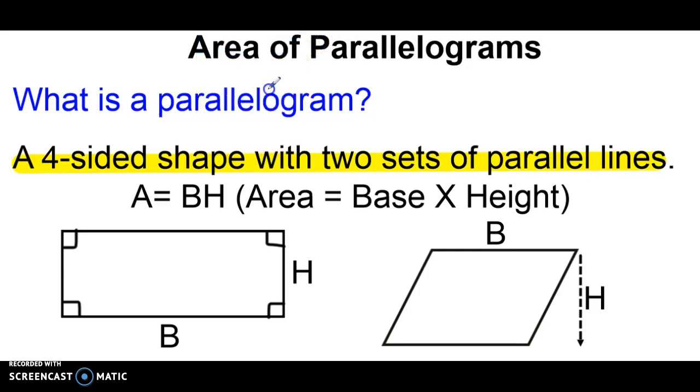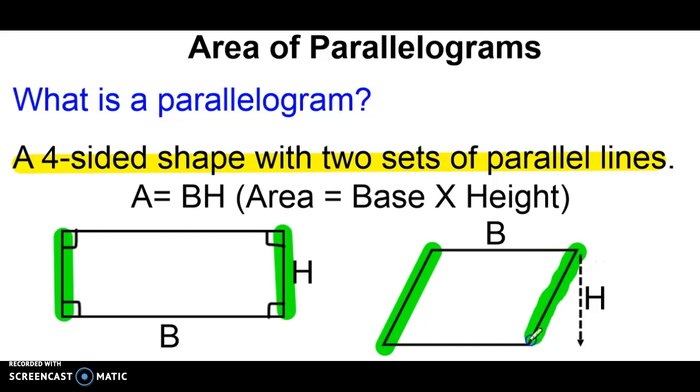Okay, so again, parallel lines are just simply lines running in the same direction. So I see that these two lines are both running vertically in the same direction, and then the other two lines are running horizontally in the same direction. But not all parallelograms have right angles. Some of them look like rectangles that have sort of been squished or slanted, but these are still parallelograms because I still have two sets of lines that are running in the same direction.